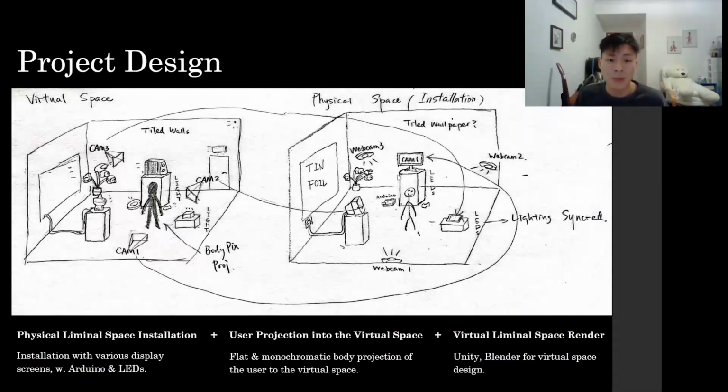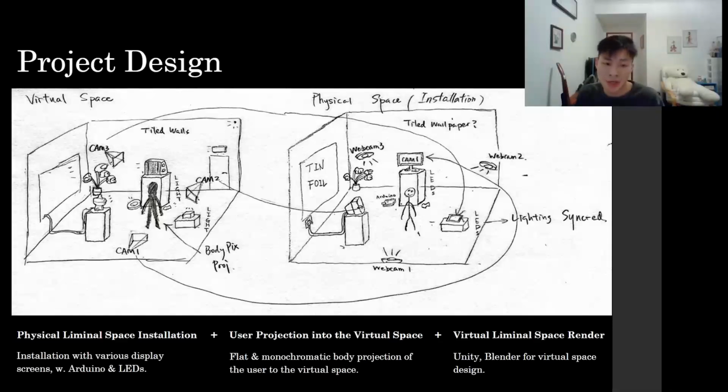So this is my project design, the sketch of my project, and it is also how I foresee my project to be presented in its final version. As you can see, it consists of two spaces, the virtual space on the left and the physical space on the right. The physical space is an installation, and the virtual space is designed in Unity. And these two spaces are perfectly synchronized. Each thing in the virtual space is mapped to another thing in the physical space.